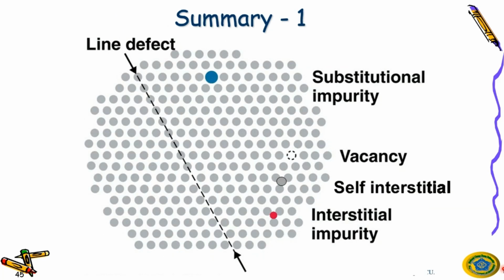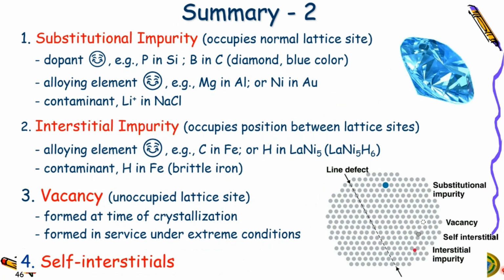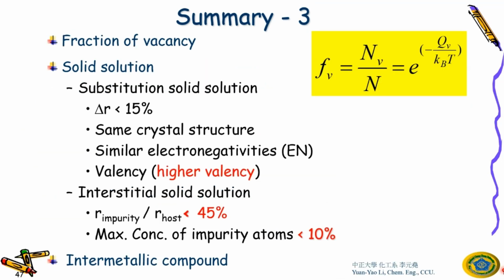Right, so let me summarize this. The zero-dimensional defects: this is called substitutional impurity, and this is called vacancy, and this is called self-interstitial impurity. And we are going to talk about line defects here. But before that, we're going to talk about this next on Wednesday. We summarize this.